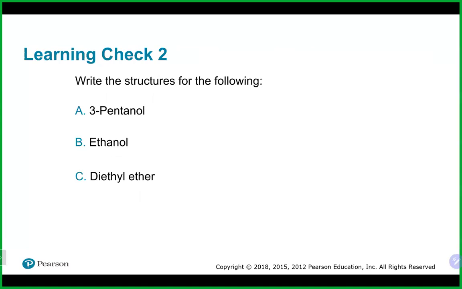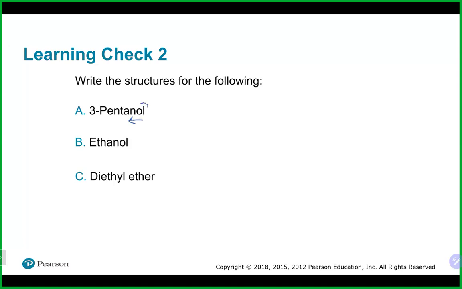All right, so why don't you draw these here? A little 3-pentanol, a little ethanol, a little diethyl ether. Okay, so let's take a look. Remember, we're going to go backwards.